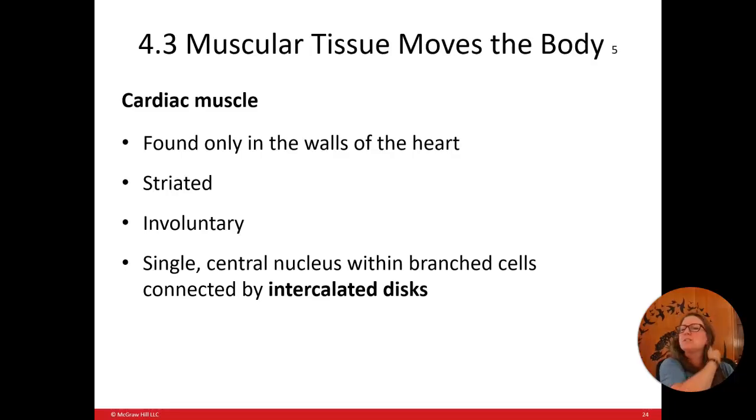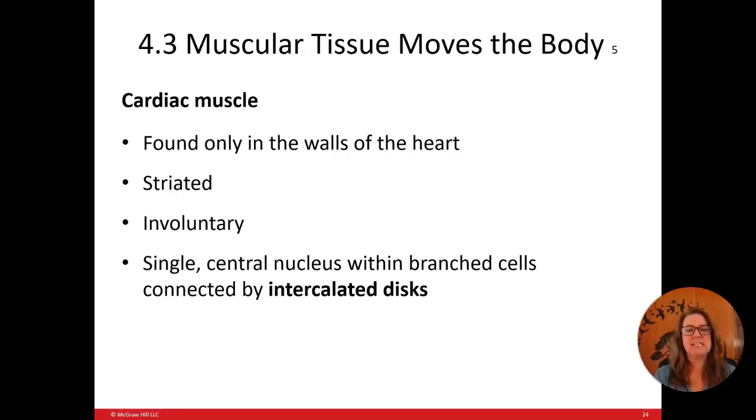Lastly, cardiac muscle in your heart. Super awesome because it is striated, which allows rapid impulses to be sent. But the other thing about it is it's involuntary. So you can't speed up or slow down your heart. Certainly you can relax yourself to slow down the heart, but you certainly can't control it directly.